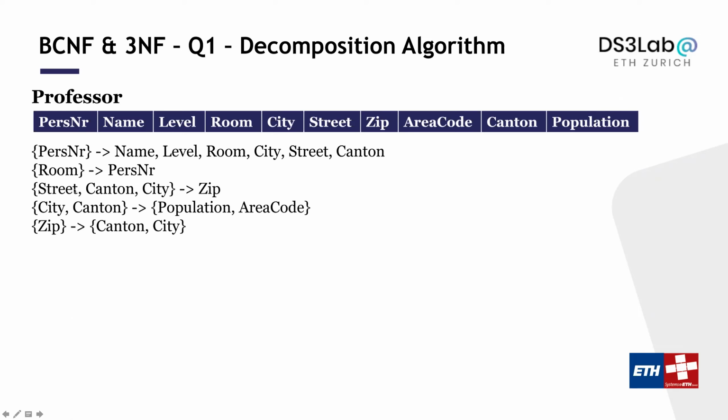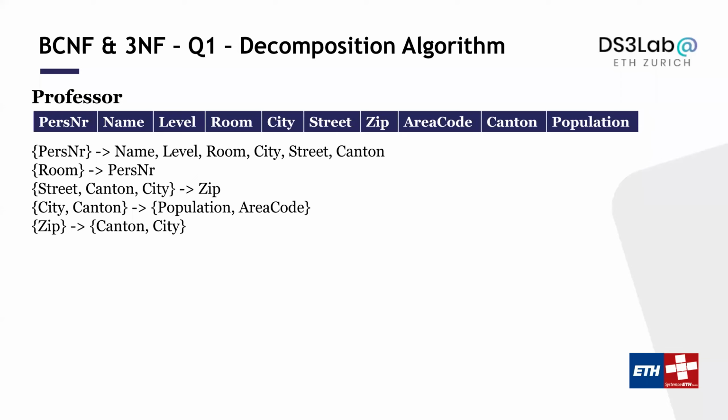Once you know the street, the city, you know the zip code. Once you know the city and the state, you know the population of the city, and you know the area code. Once you know the zip code, you know the state and city. So let's assume these are the 5 functional dependencies we have in our system.